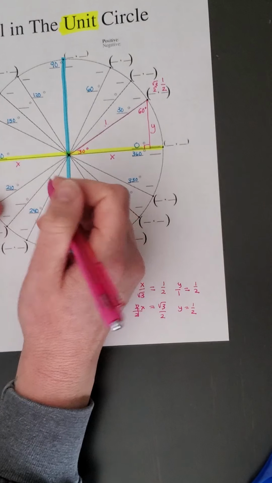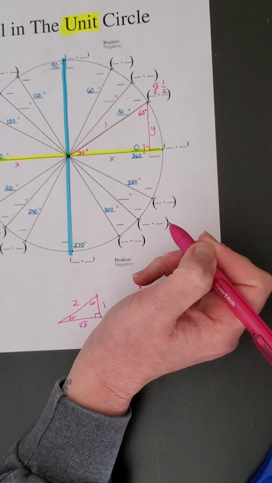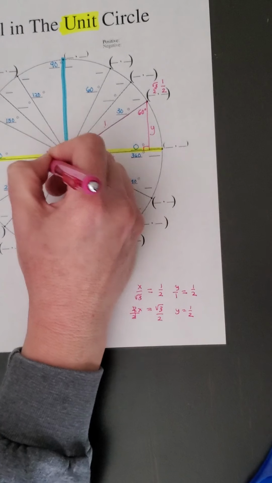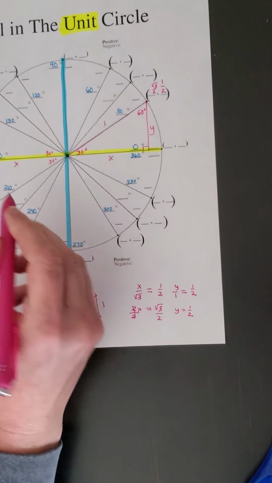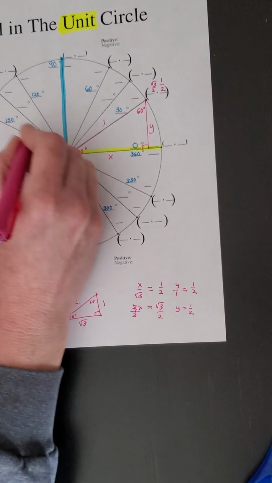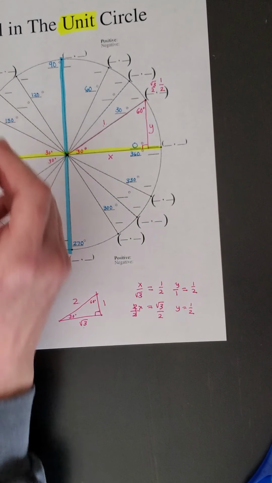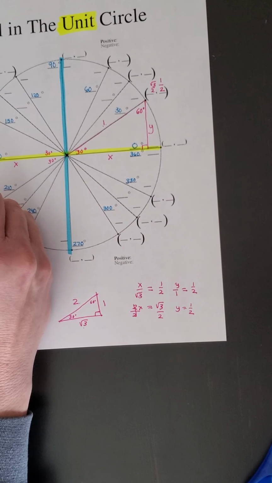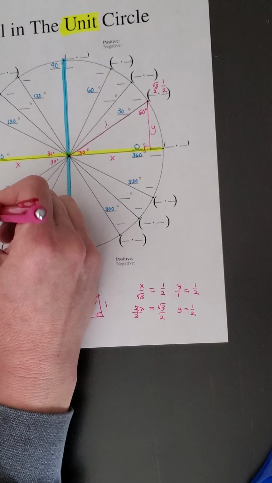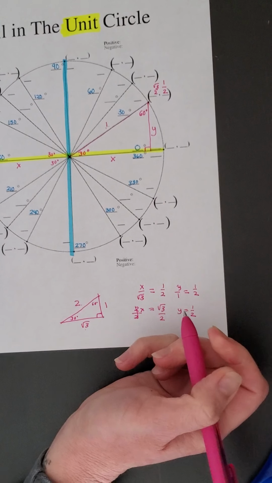I can reflect this triangle downward to right here. Again, this is my 30-degree angle. So this will be my 30-degree angle. And I notice that this x value and this y value have to be the same as this x and y value, which is √3 over 2 and 1/2. So √3 over 2 and 1/2. The difference is here that y is negative and x is negative. So these will both have a negative.